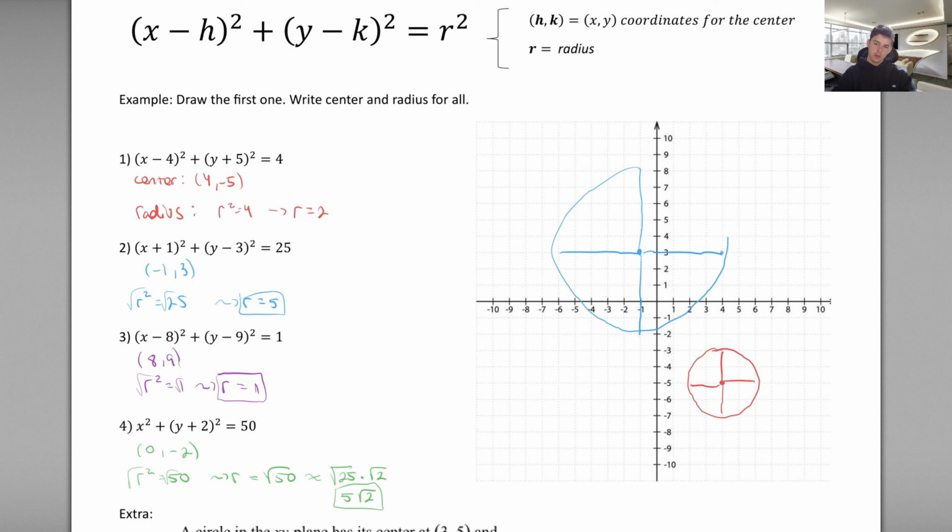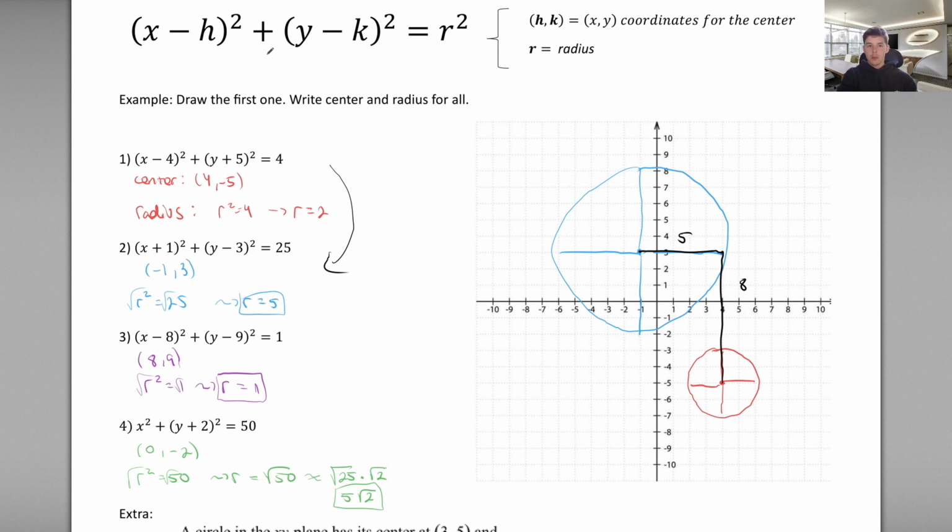So this will be the circle. So let's just talk about transformations. Okay, so we know that the circle from the red to the blue is going up from negative 5 to 3, so up 8, and left 5, because it's from negative 1 to 4, so left 5.